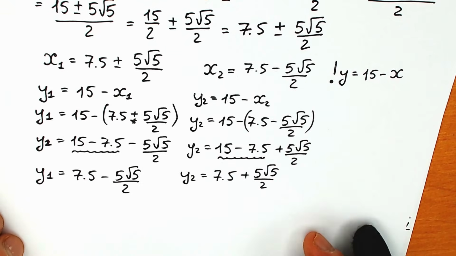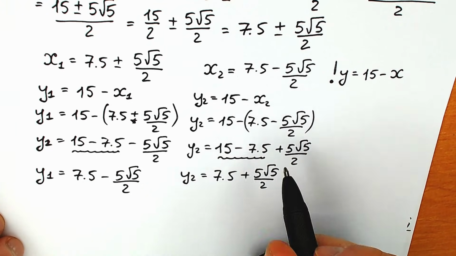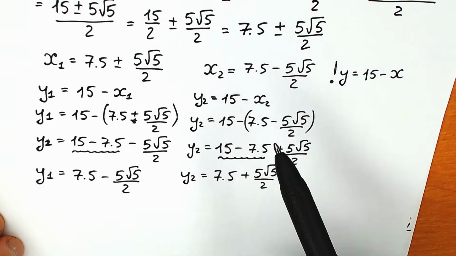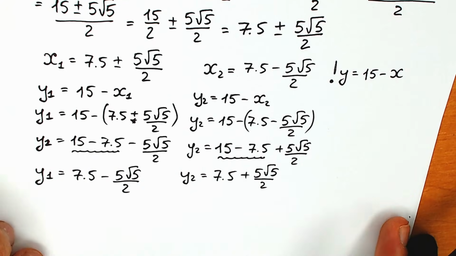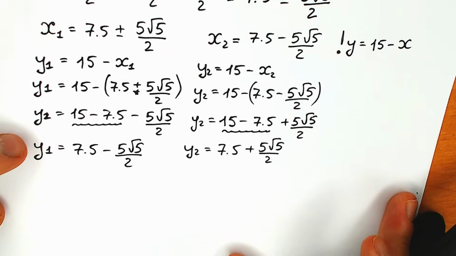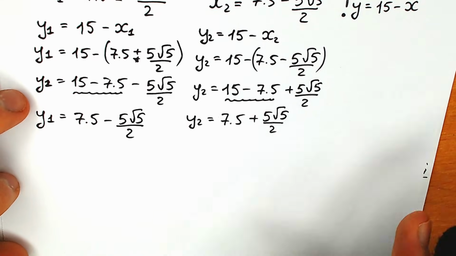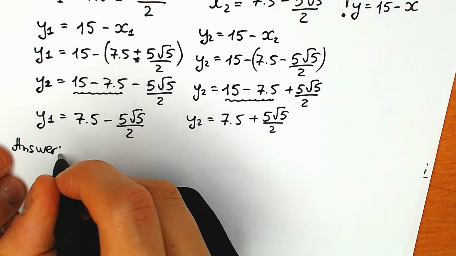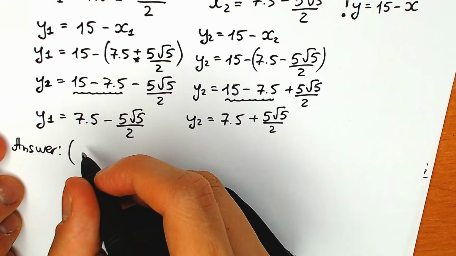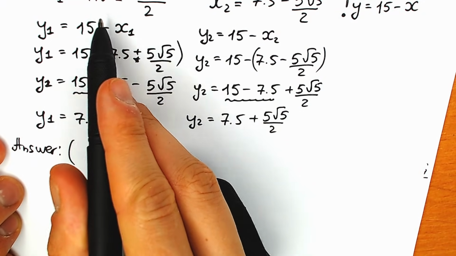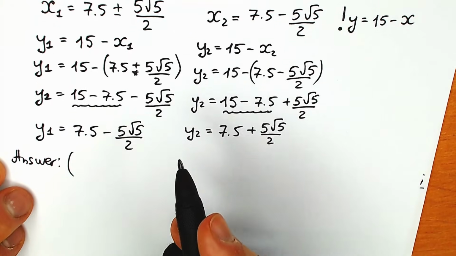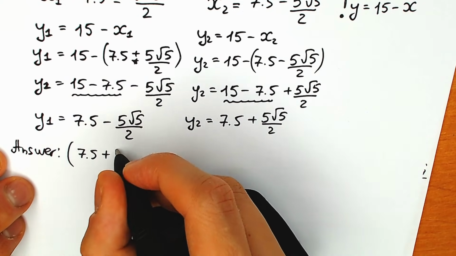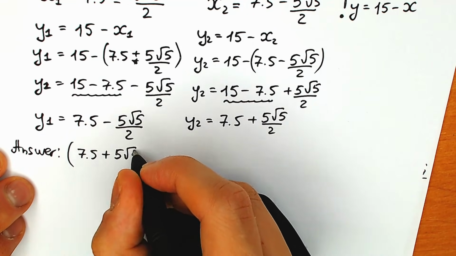So right here we have our answer. We have a first pair, x first, y first, and a second pair, x second, y second. So let's gather all the roots together, and in the end let's check our roots. First of all, let's write our final answer. Our x first is equal to 7.5, this expression right here, we have it on the top of the paper. So we have 7.5 plus 5 square root of 5 over 2.